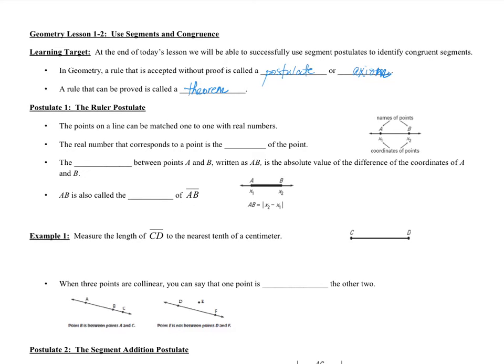Postulate 1. The ruler postulate. The points on a line can be matched one-to-one with real numbers. The real number that corresponds to a point is the coordinate of the point.